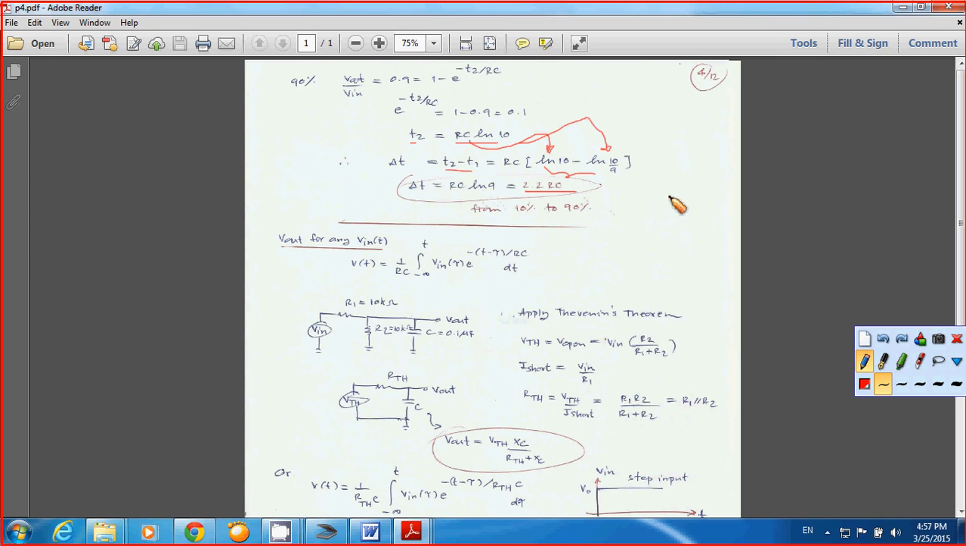That gives you 2.2 RC. That means the time for the output voltage to go from 10% of the input voltage to 90% of the input voltage.